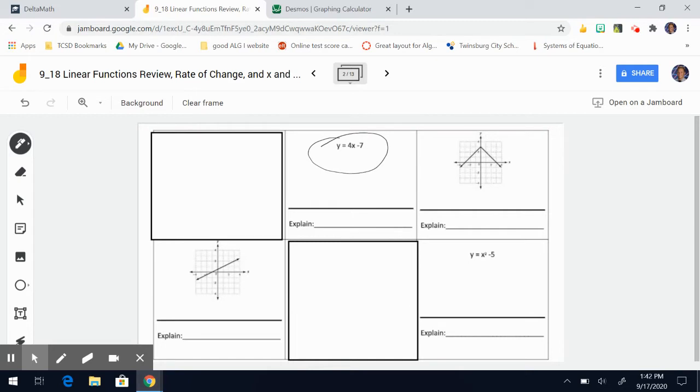This problem right here, is that linear? Yes. Why is that linear? Because we only have that x term to the first power. All right. Is this linear based off of that graph? Is that a straight line? It looks like two lines, but it has that bend to it. So no, that is not a linear function.